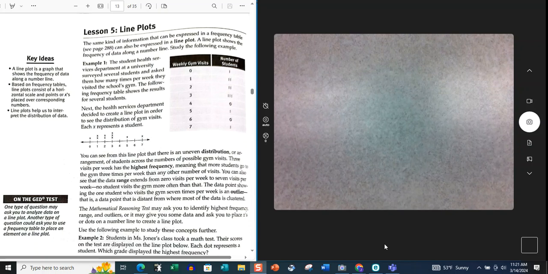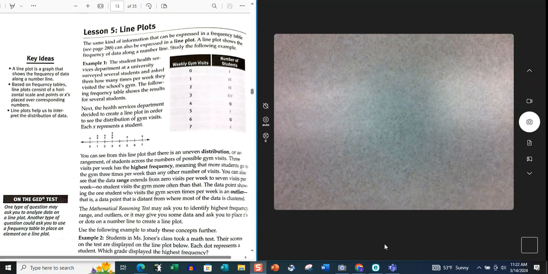Hello class, we're about to start lesson 5, line plots. It says the same kind of information that can be expressed in a frequency table, see page 288, can also be expressed in a line plot. A line plot shows the frequency of data along a number line.